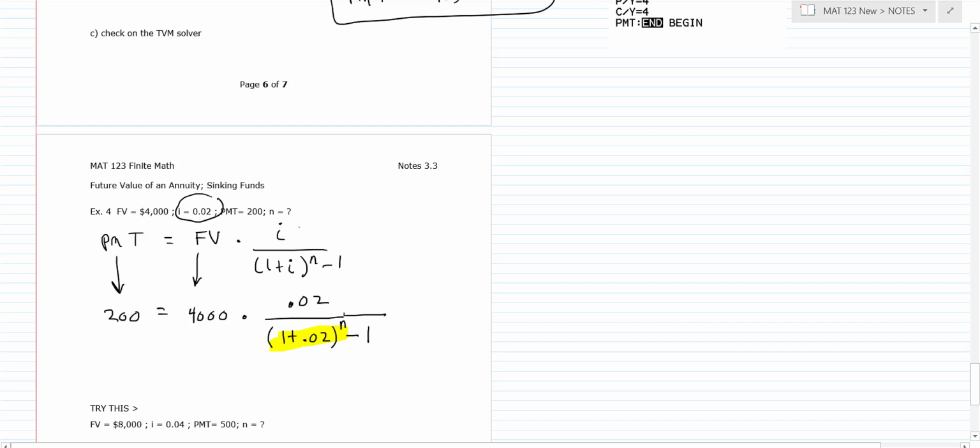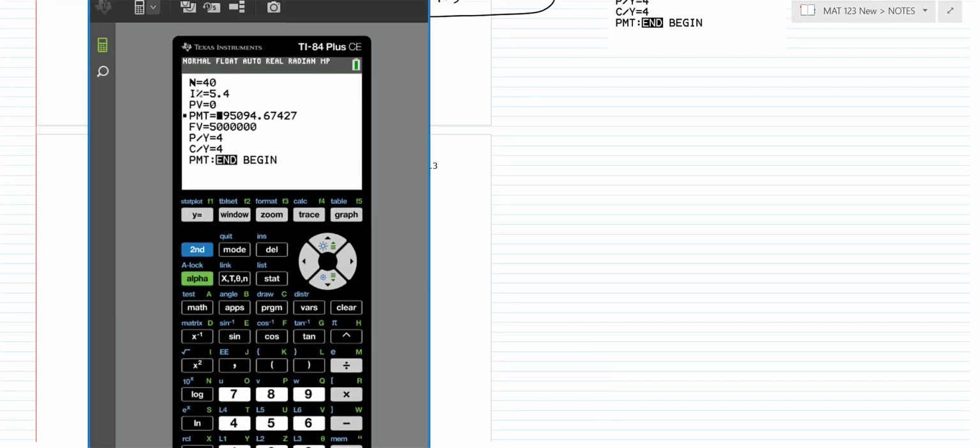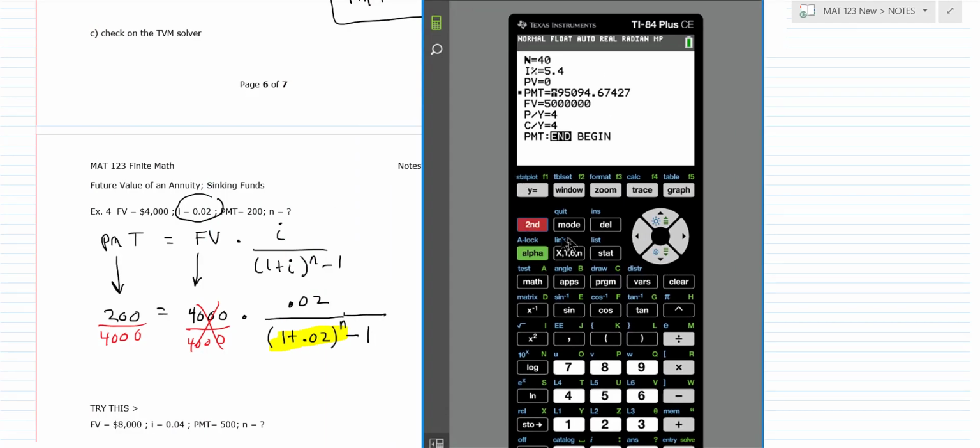So the first thing you want to do is divide both sides by 4,000. Okay, you want to get this isolated. And you can do whatever you can on your calculator. So I'm going to go ahead right now and just take this. We'll go 200 divided by 4,000. And that's going to be 0.05.